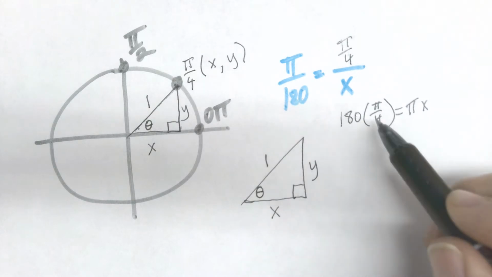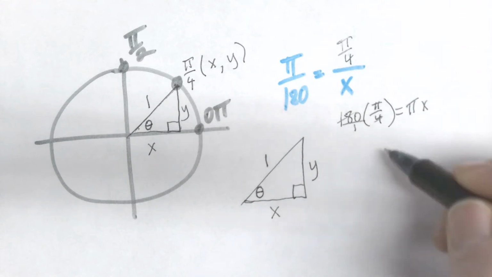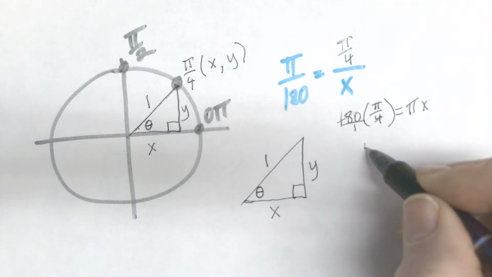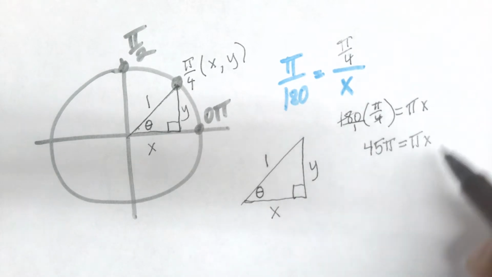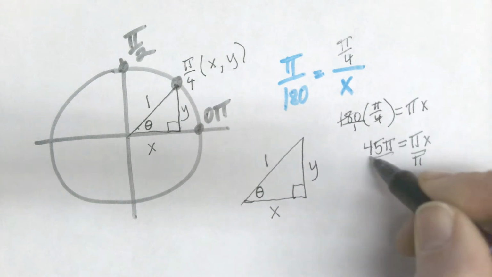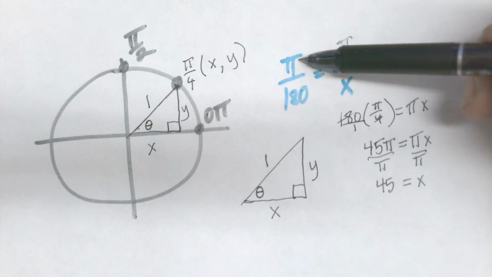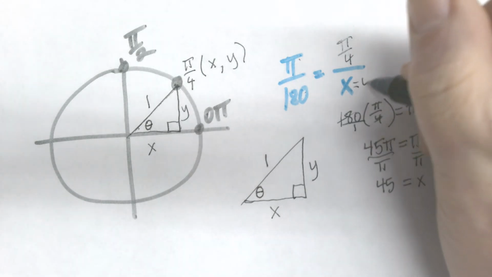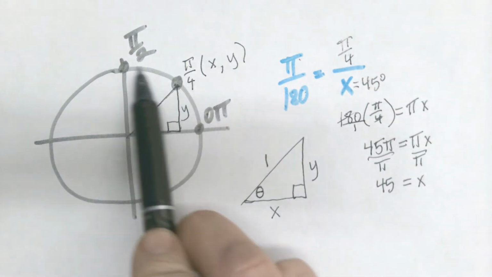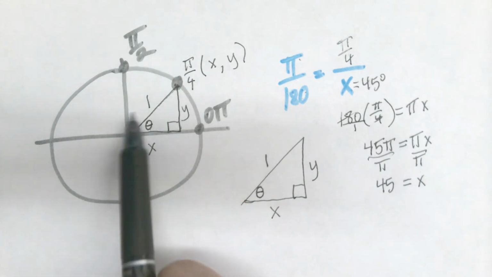So 180 times pi divided by 4, when I do simplifying, I can reduce this here. I will end up with 45 pi is equal to pi x. And if I want to get x alone, I'll divide the pi out. So 45 is equal to x. So pi radians is to 180 degrees as pi over 4 is to 45 degrees. And again, hopefully that makes sense, because up here, right at pi over 2, would be 90 degrees, a right angle, and 45 would be half of that.